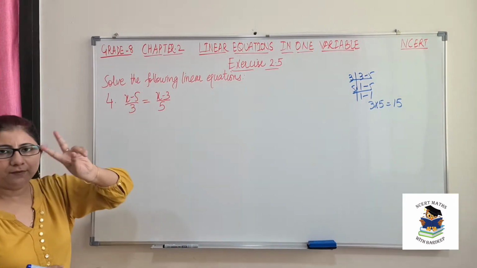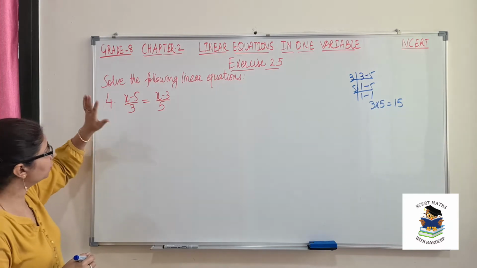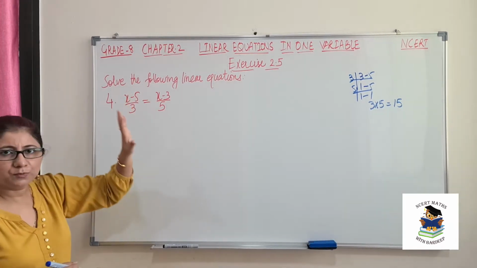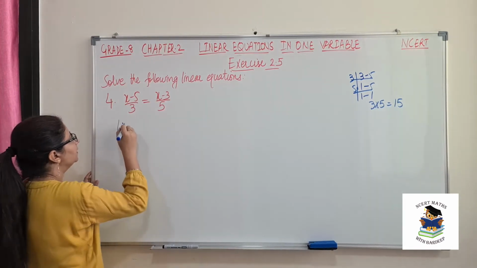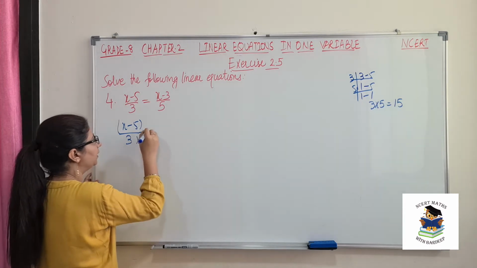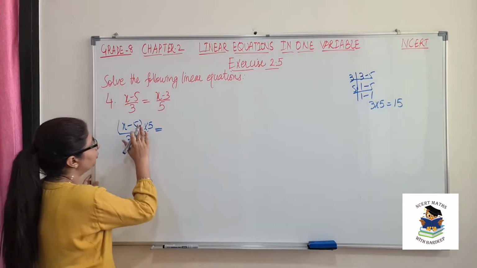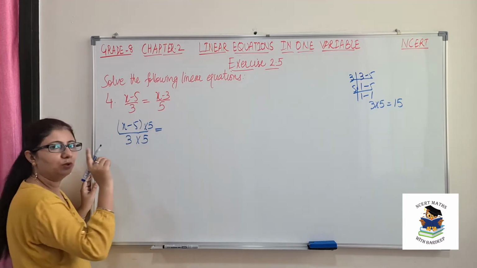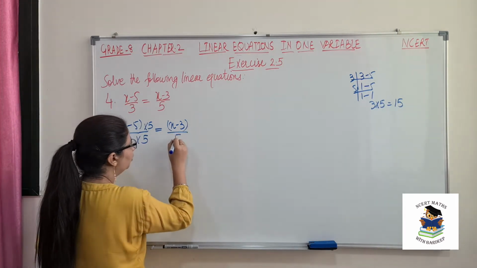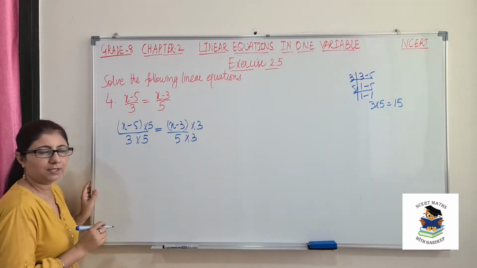Since numerator is having two terms, when we are multiplying this with 5, we should first put bracket. That is (x - 5) over 3, and only then you can multiply this with 5. Because if you don't put bracket, this 5 will go with only one term. So we want this to be multiplied with the whole numerator, so we should put bracket. Same is with right hand side also.